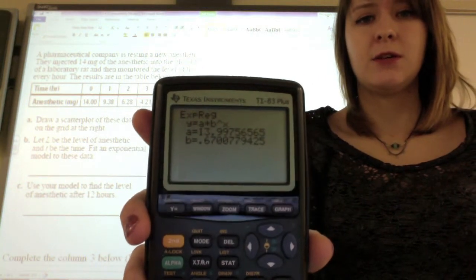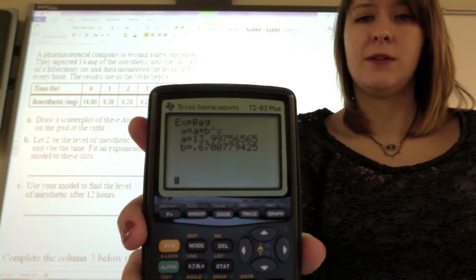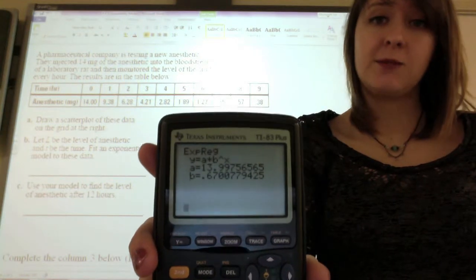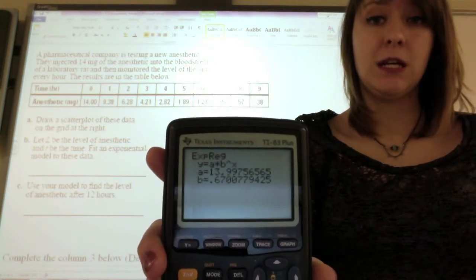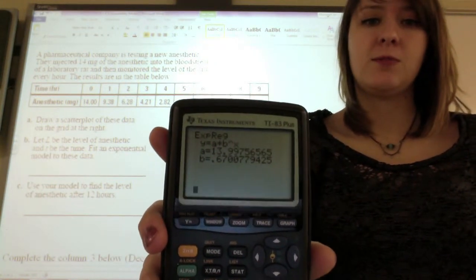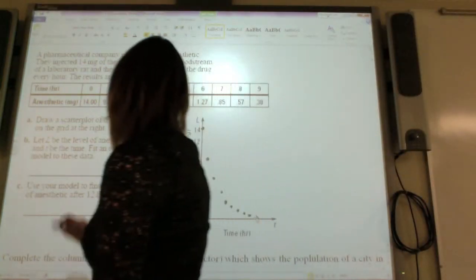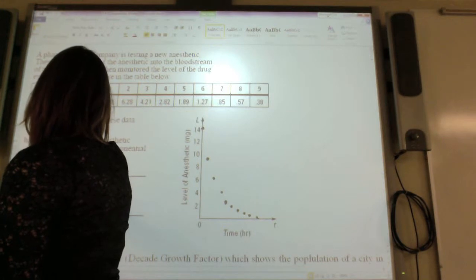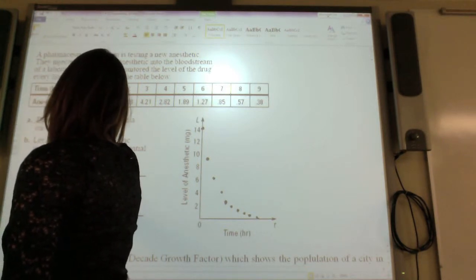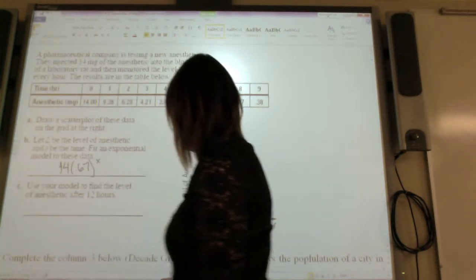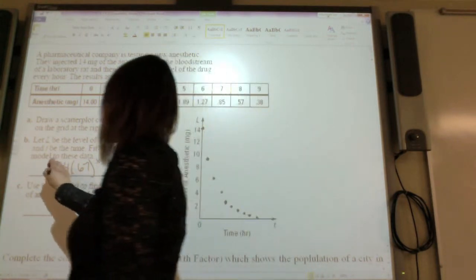So it says that your initial value is 13.997. We can just round that to 14 because we know that our initial value is actually 14. And then our B value is 0.67. So when I write that equation, I'm going to have 14 times 0.67 to the x. Okay.